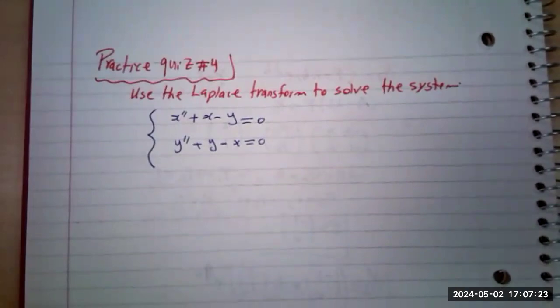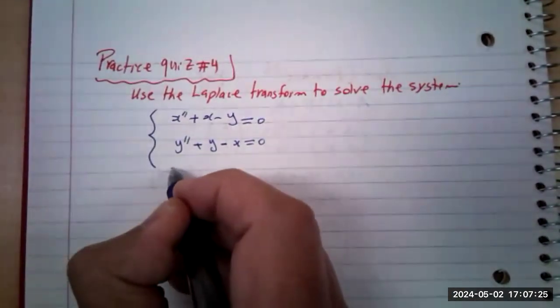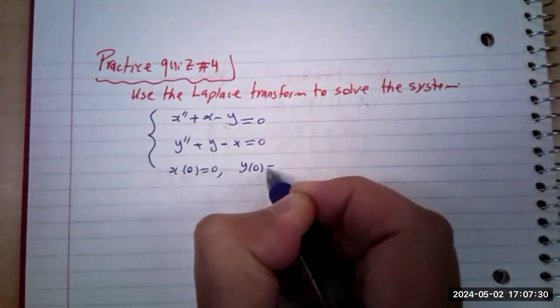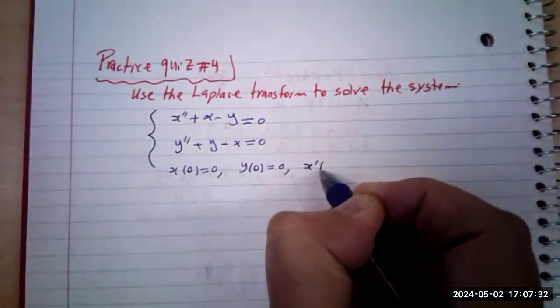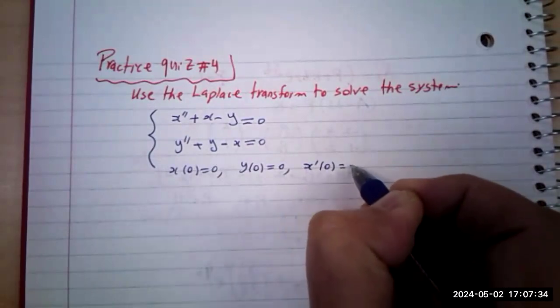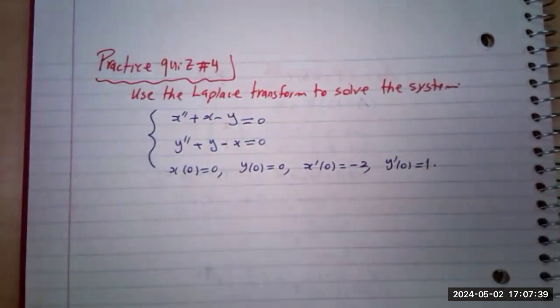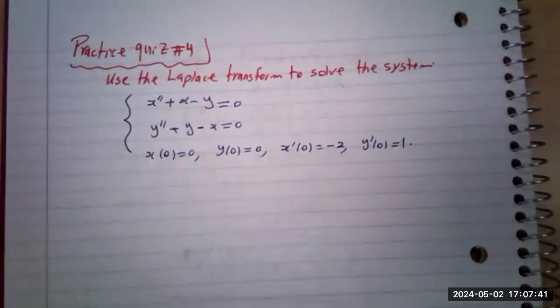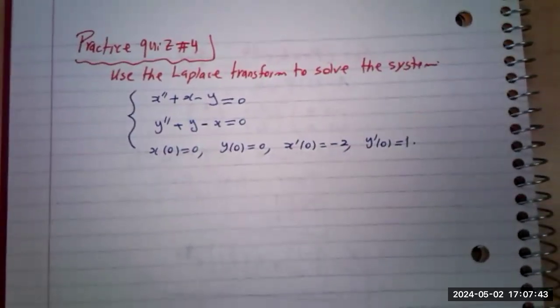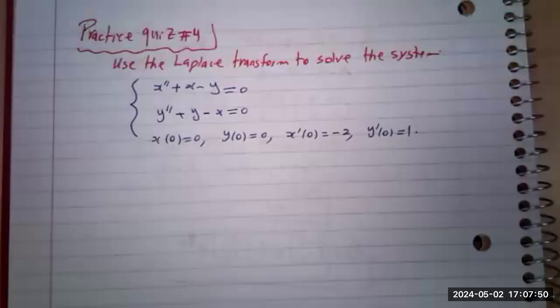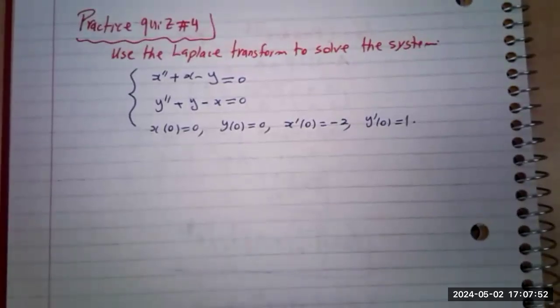We have a bunch of initial conditions. The initial conditions are x of 0 is 0, y of 0 is 0, x prime of 0 is negative 2, and y prime of 0 is 1. I changed the notation into f of t and g of t. Some people go with uppercase for the Laplace transform, and f of t, g of t is more popular. But you can use any notation you like.